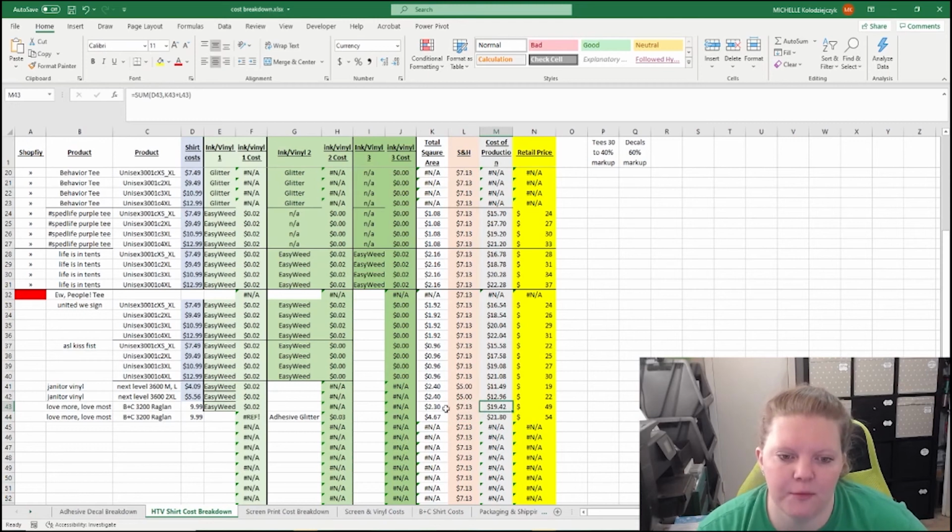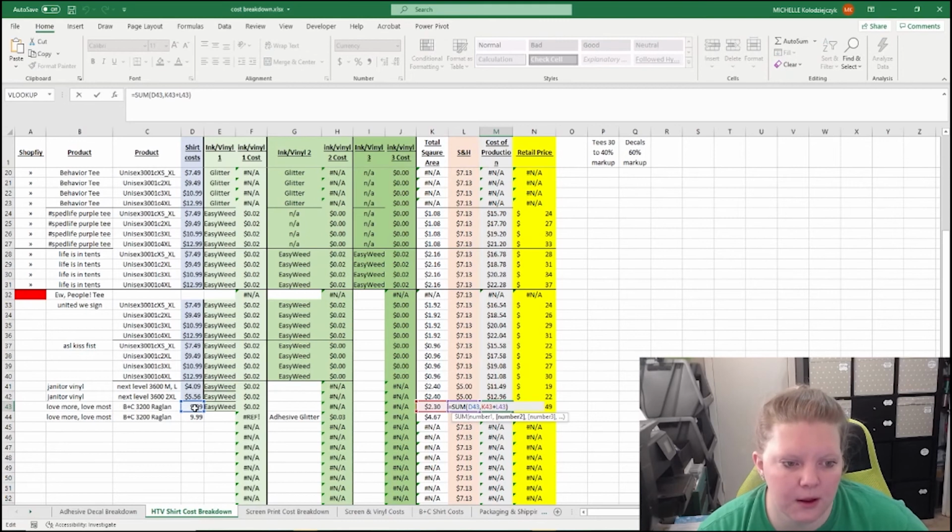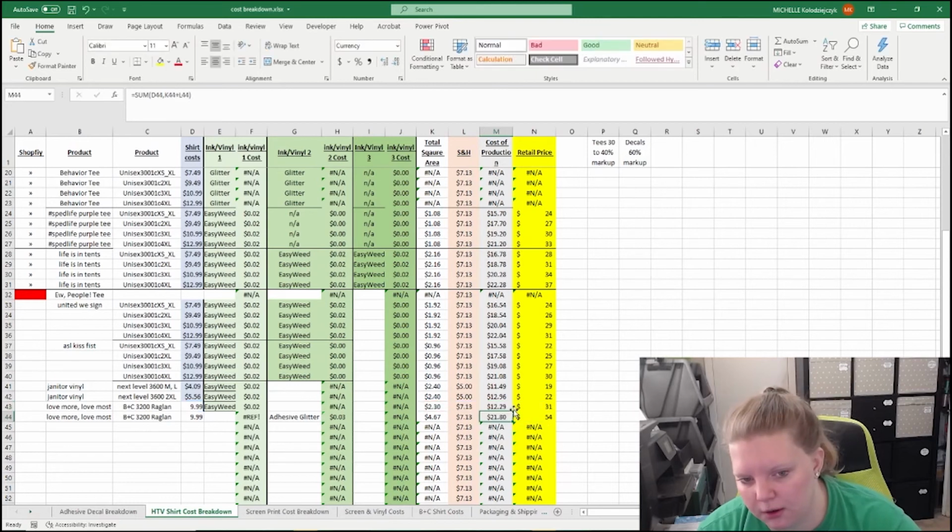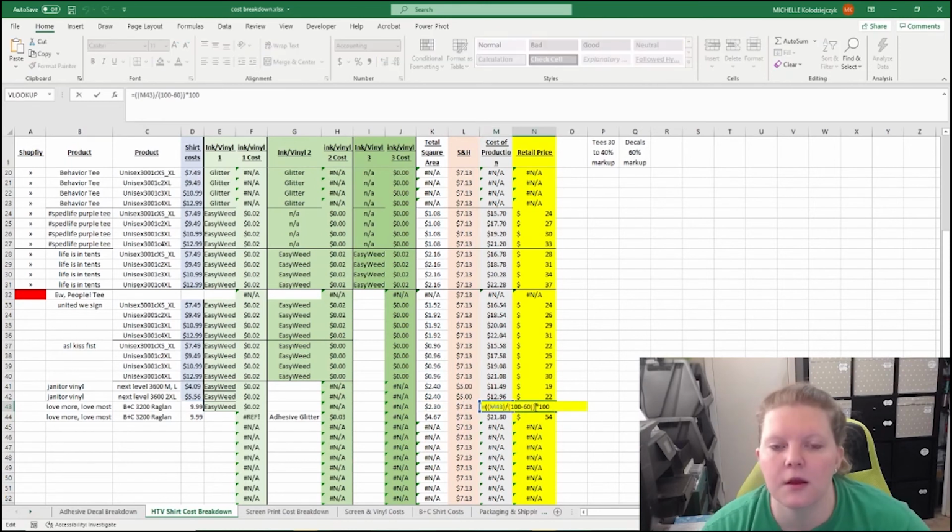And the cost of production for this raglan tee is going to be, the shirt cost $9.99 plus the vinyl cost of $2.30. I'm not going to include the shipping and handling right now. So that becomes $12.29. So just like we've done in my previous videos, I up-price mine 60% to make a profit. You can do lower than that, but I wouldn't go lower than 40.